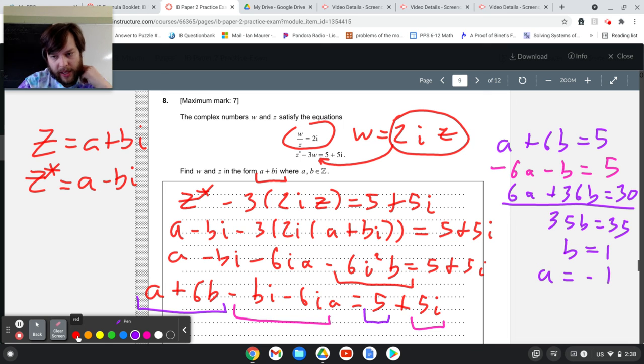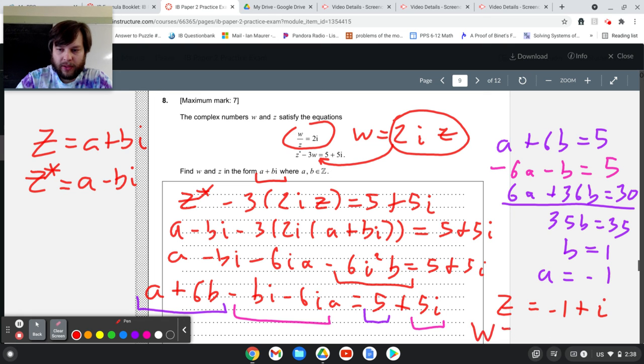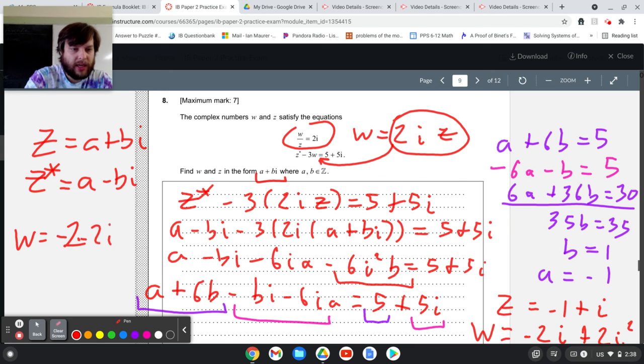Now we're almost done. We know that z was equal to a plus bi, so we know that z equals negative 1 plus bi, which is i. And we know that w equals 2i times z. So w equals negative 2i, because that's 2i times the real part of z, and then plus 2i squared. The last thing we'll do is just fix up w. The 2i squared is actually a real number, and so I'll just go over here to the left side. W equals, what would that be? Negative 2 minus 2i. Z, we already figured, negative 1 plus i.